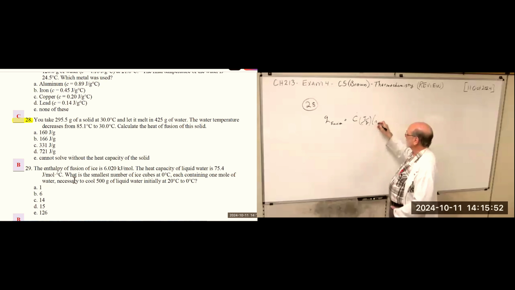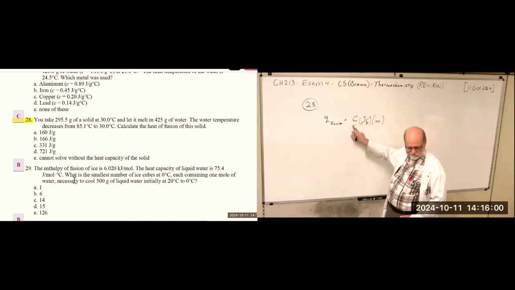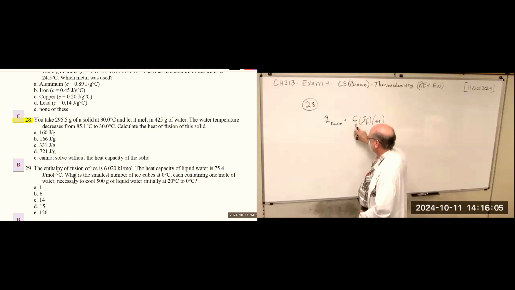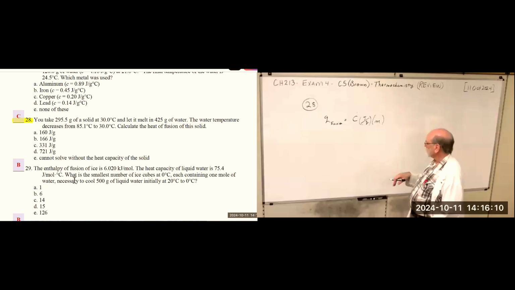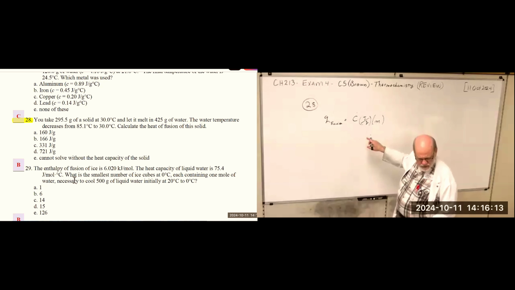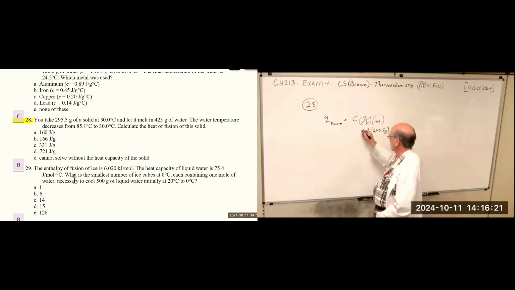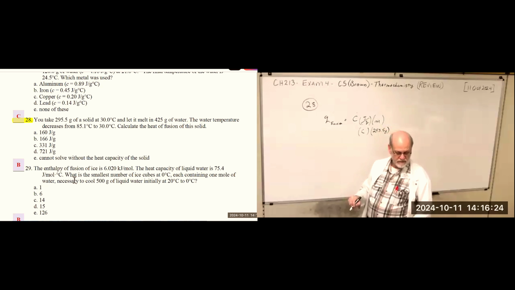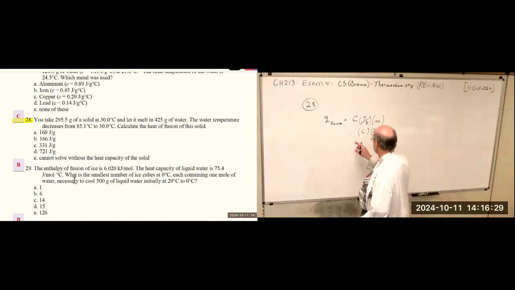And if we know the mass of the substance, this is the heat of fusion. This is the total heat. This is the heat of fusion. So if M is 295.5 grams, and this is our unknown, and the heat that is given up and absorbed by the water is the other term.